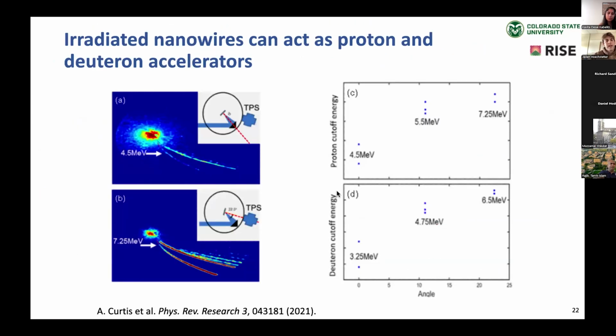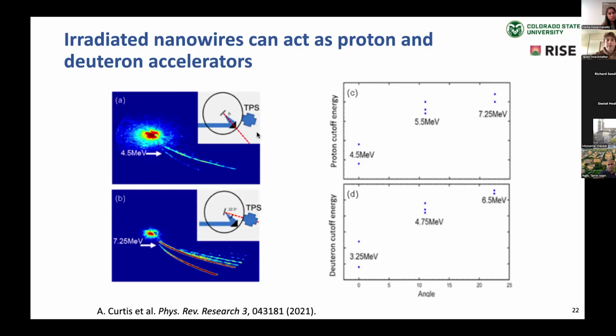These irradiated nanowires can also act as ion microaccelerators, accelerating deuterons and protons to the energies required for fusion. This interaction can accelerate protons up to 7 MeV and deuterons up to 6 MeV from the normal of the target, decreasing as you move away from the normal of the target. So in this graph in part A, we measured at what we call 0 because that's the angle of incidence of the light towards the target.